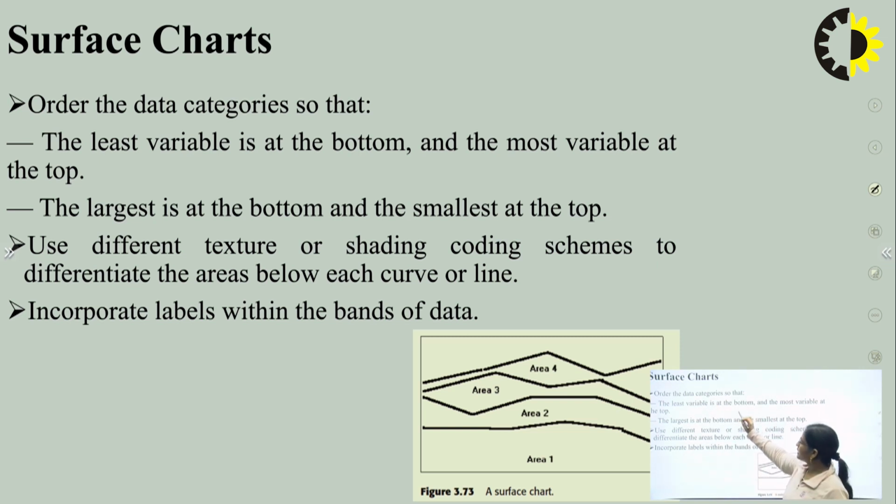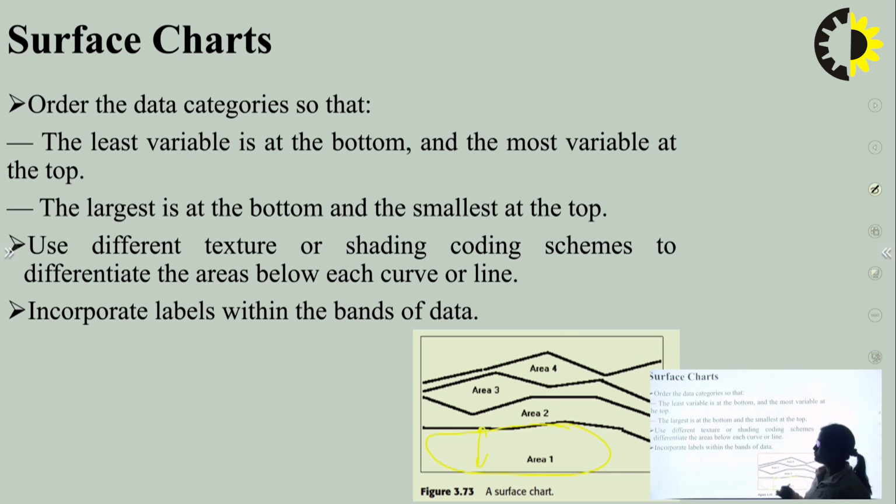Order the data categories so that the least variable is at the bottom. So this is the least variable and it is at the bottom, and the most variable at the top. The largest is at the bottom. Here we have shown this is the largest area, which we have shown at the bottom, because this is the larger area. Okay, and the smallest one is at the top.